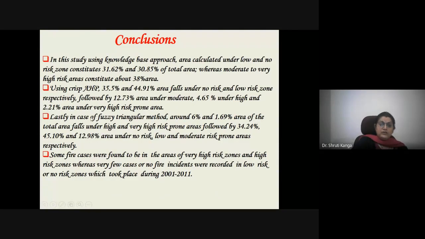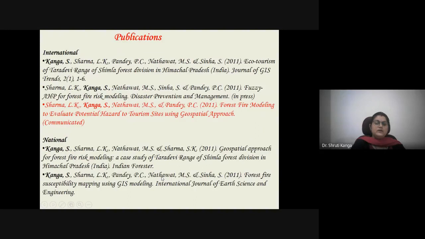After the quantification of all three methods, we concluded that all the methods have given almost accurate results. But if you compare those results with the actual reality, then the knowledge based method is found to give a very good result as compared with AHP and fuzzy. In the comparative study, some fire cases were found in the higher risk zones, and in the high risk zone, very few cases with no fire incident were recorded in low risk or no risk zones between 2001 and 2011. So these are the conclusions.